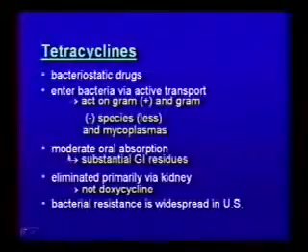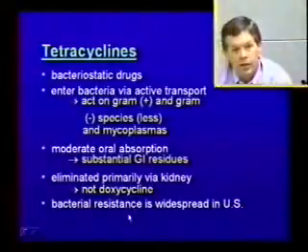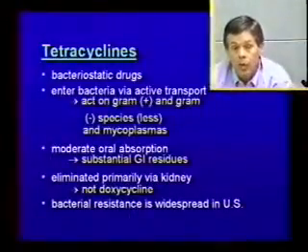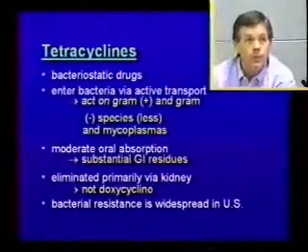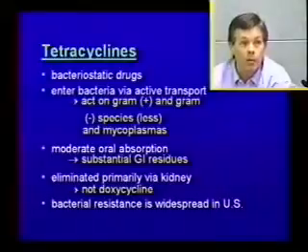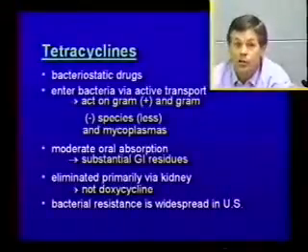Okay, next group of protein synthesis inhibitors is an older group, the tetracyclines. This is a group of bacteriostatic agents. They're reversible inhibitors of protein synthesis. These also must gain access into the organism by active transport, as was the case with the aminoglycosides. These agents, unlike the aminoglycosides, though, are fairly reasonably well absorbed orally, and so they're often given that way. And they are primarily eliminated by the kidney.